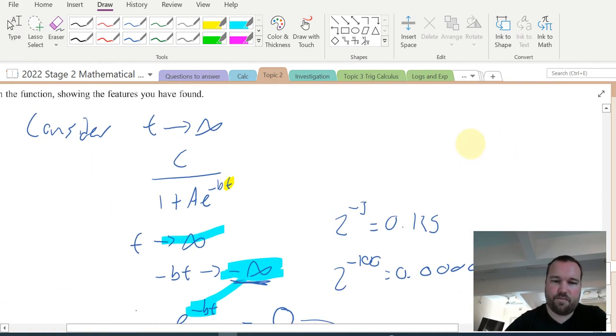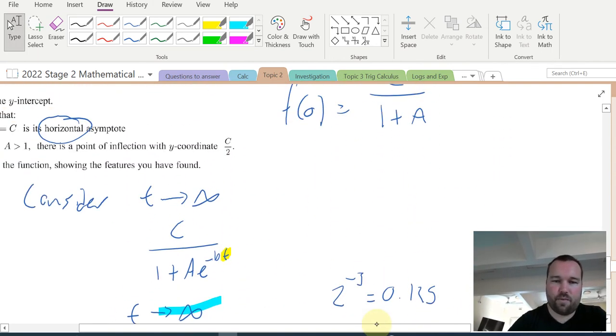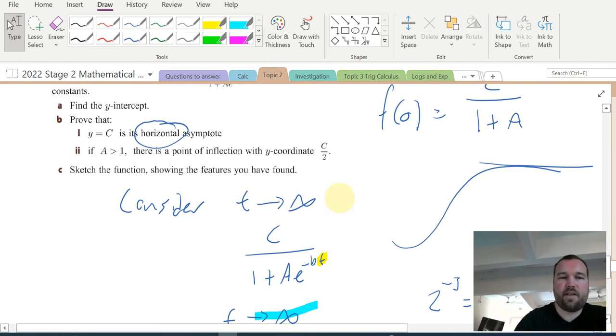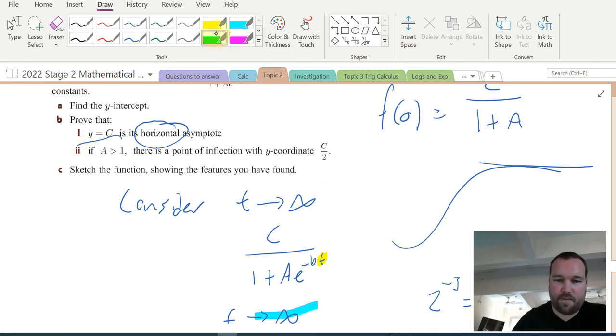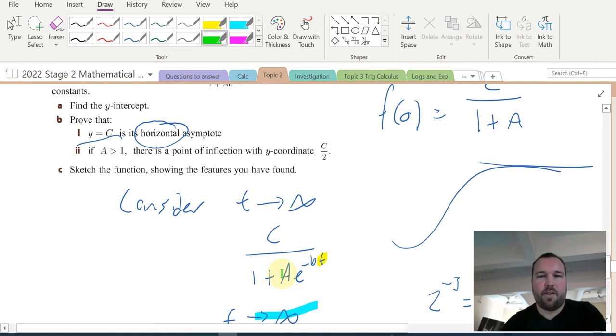Did I erase it off? That's inconvenient. So, c, or c over 1. What's happening is that as t gets really, really big, this entire portion here goes away to 0, leaving you just c on 1, which is the horizontal asymptote. Again, that's not a question that would be likely to be asked, but it's good to be able to understand where that's come from.